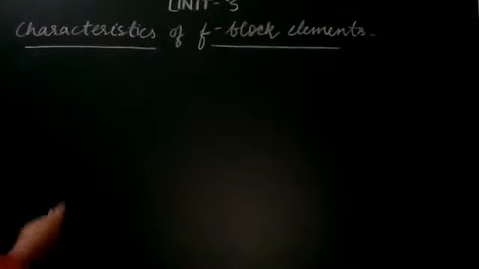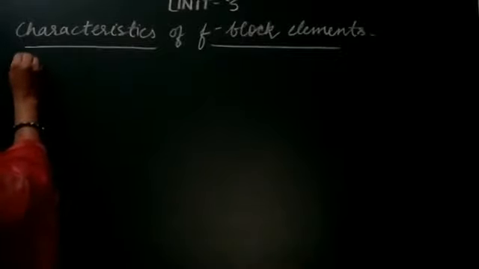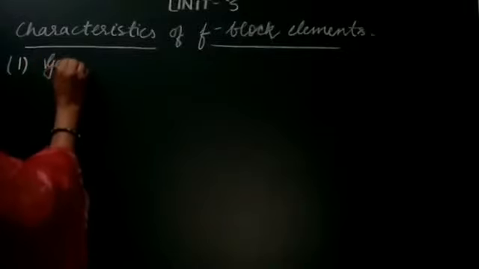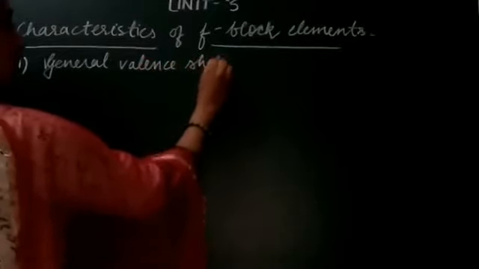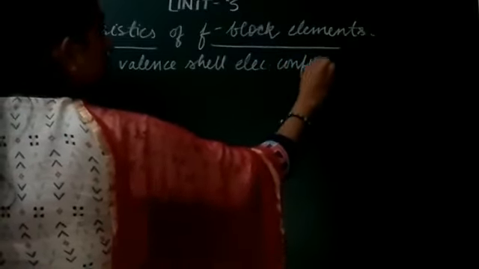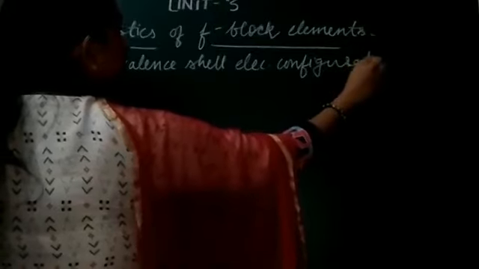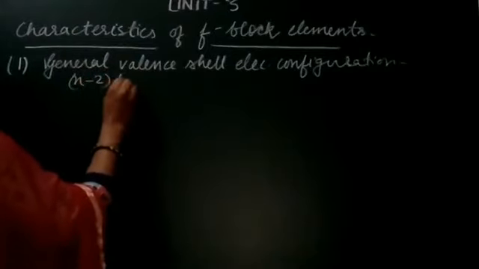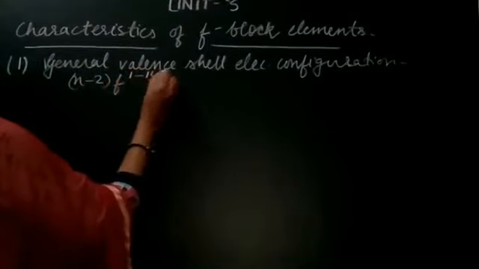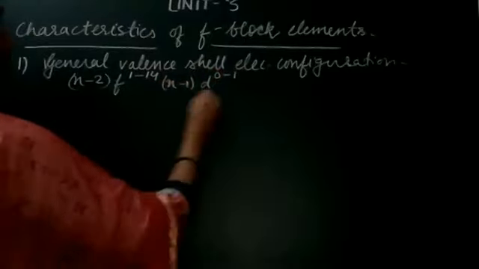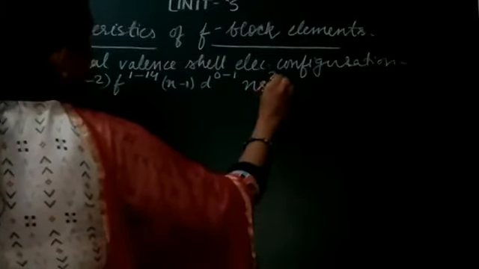So students, F block elements have a general valence shell electronic configuration of (n-2)f 1 to 14, (n-1)d 0 to 1, and ns2.